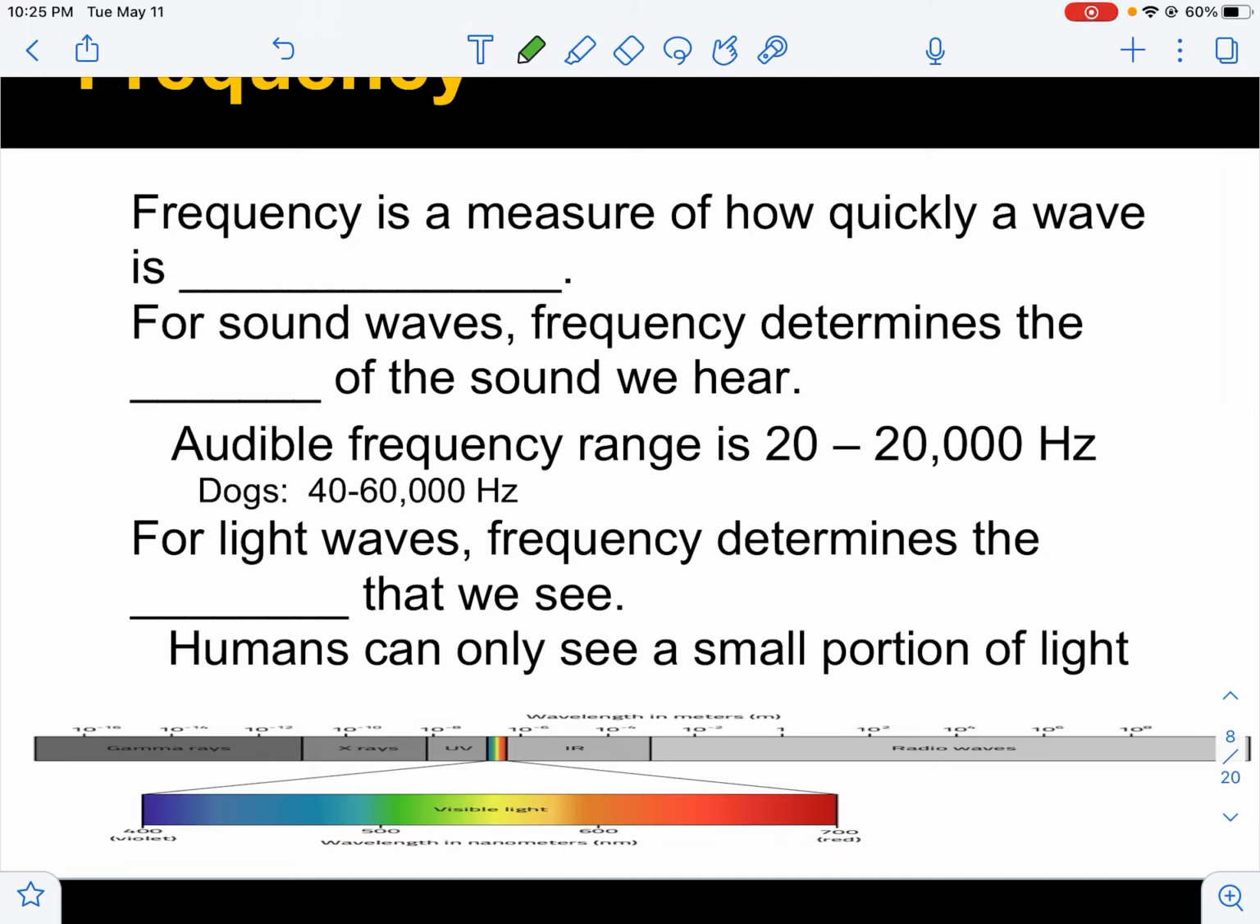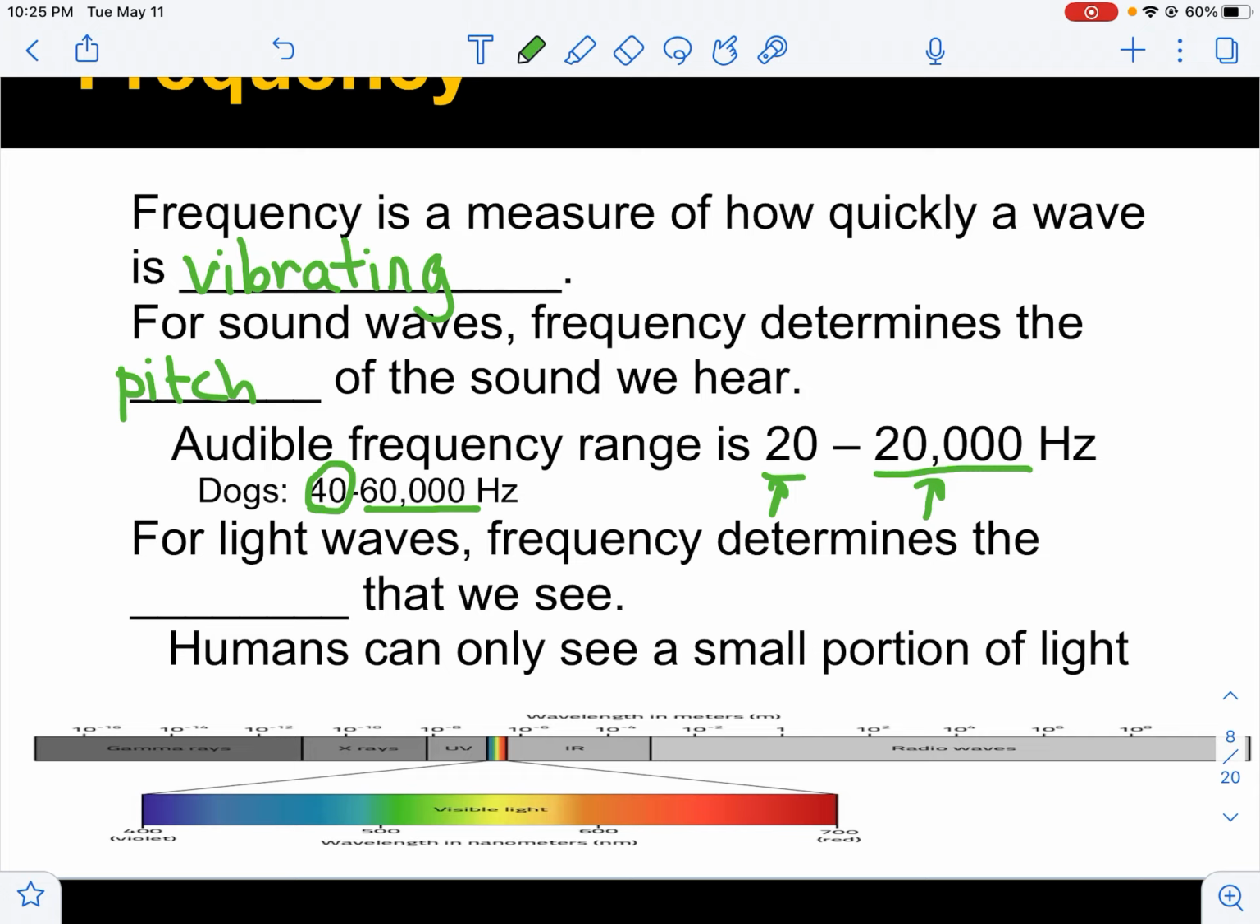The frequency is a measure of how quickly a wave is vibrating. Okay, for sound waves, frequency determines the pitch of the sound we hear. The audible frequency for most humans, as long as you haven't damaged your ears, is 20 to 20,000 hertz. The lower levels are the low notes that we hear. The higher frequencies are the higher notes. Dogs can't hear the low sounds as well as humans can, but they can definitely hear those higher sounds. We'll talk a little bit about what Hz means when we do a little bit of math.